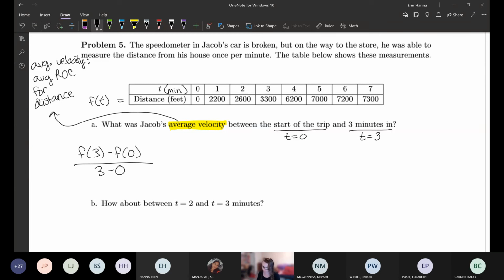So here, there's nothing to plug into. There's no function. So what we're going to do is we're just going to pull the values off the table. So F of 3 is giving us a distance of 3,300. And then 0 has a distance of 0, all divided by 3. So that will mean that his average velocity during those first 3 minutes is just going to be 1,100 feet per minute.